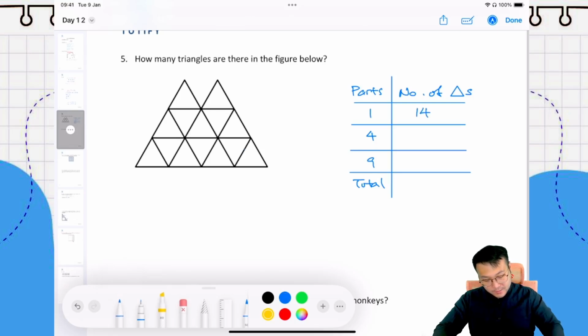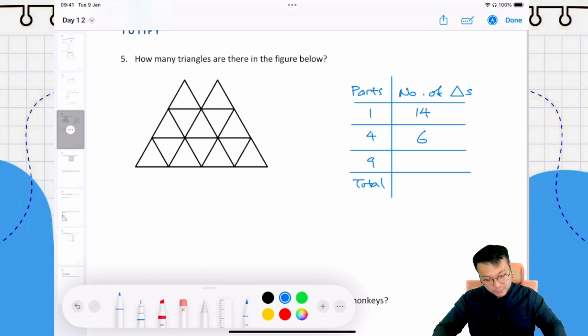Now, what about those that are made up of 4 parts? 1, 2, 3, 4, 5, or maybe I use another color. 5. Any more? You also have to count the upside down triangle, okay? 6. Can you see this upside down one? 6. So there are 6 of them.